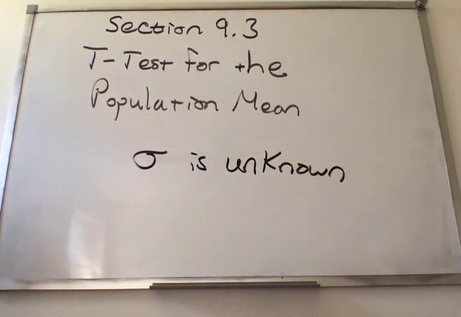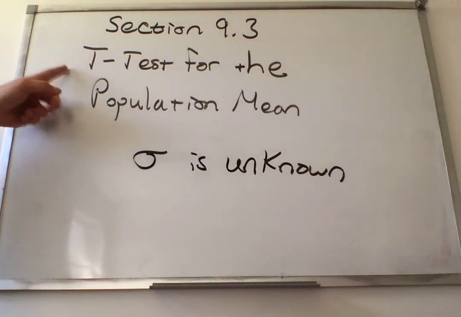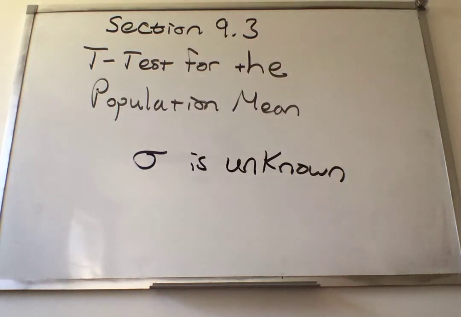Okay? So when you're reading the problem, read it to see if they tell you that it's a population standard deviation or if it's a sample standard deviation. Because if they tell you it's a sample standard deviation, you're going to be using the t-test for the population mean. And we're going to go through and get our p-values from the calculator. So instead of using z-test, well, right under it is t-test.